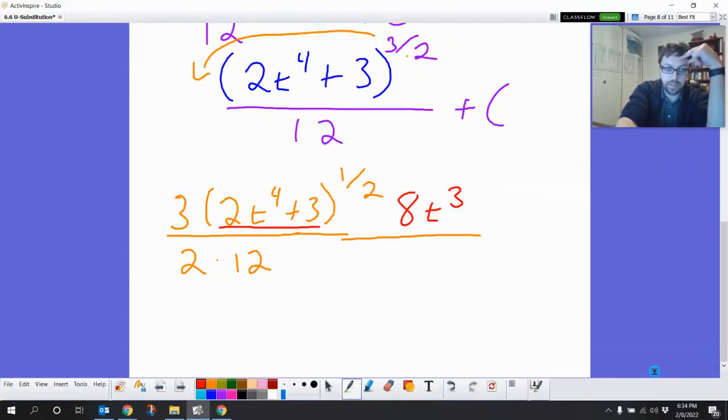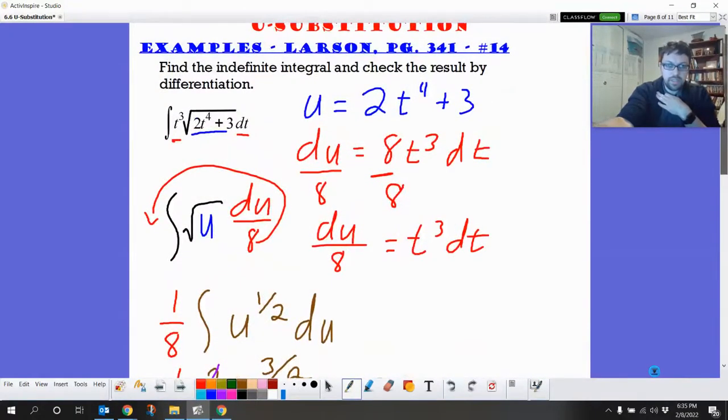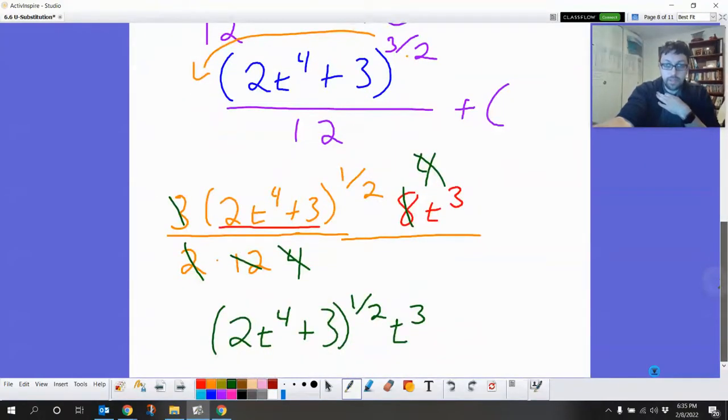Okay. So what can we do to simplify this thing? We can cancel this 2 with that 8, so that's 4. We can cancel this 3 with the 12, that's 4. Oh, and then this 4 with that 4, and so all the constants are gone. And so we're left with just 2t to the 4th plus 3, to the 1/2 exponent, and then a t to the 3rd, which I believe is what we started with. Yeah, the square root of 2t to the 4th plus 3, and then a t to the third on the outside. Yep, all works out.